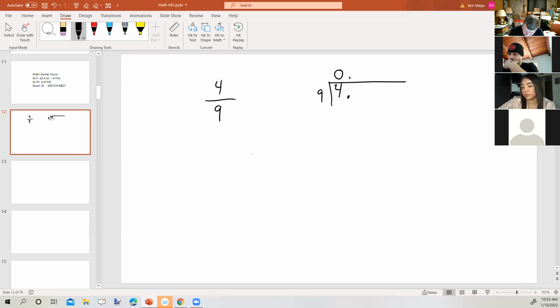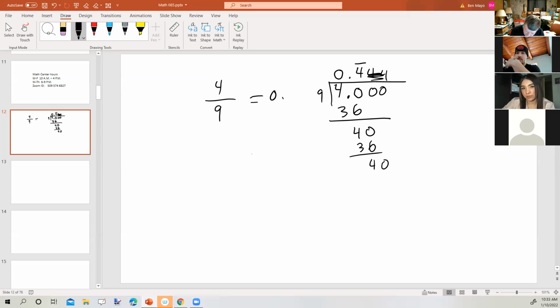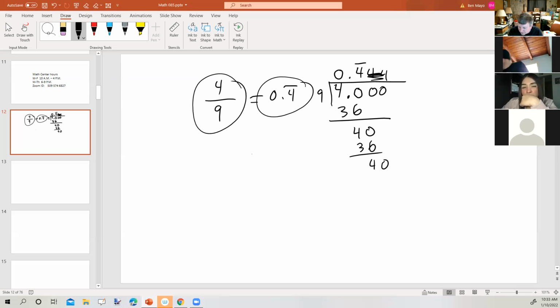9 doesn't go into 4, so that's a 0. So then we have to move over one place. 9 goes into 40. Let's see, 9 times 4 is 36, and we have a remainder of 4. 9 doesn't go into 4, so we add a 0 and bring it down. 9 times 4 is 36. We add a 0 and bring it down. What's happening here? We're getting a repeating situation. So basically here, the answer would be 0.4 with a repeating bar over the decimal. Now, in WebAssign, you wouldn't use this answer, you would use the fraction answer. But let's look at some other fractions.